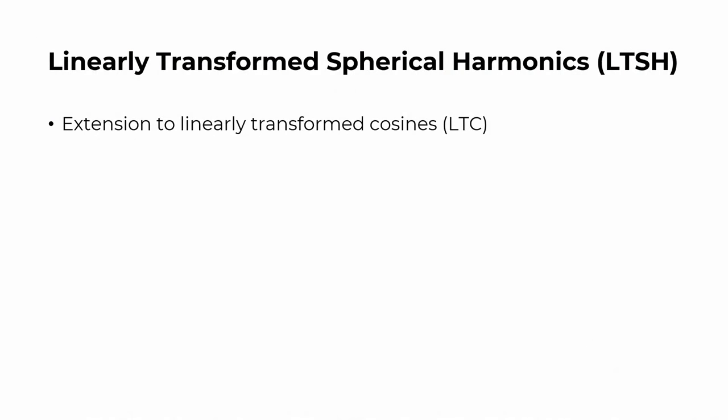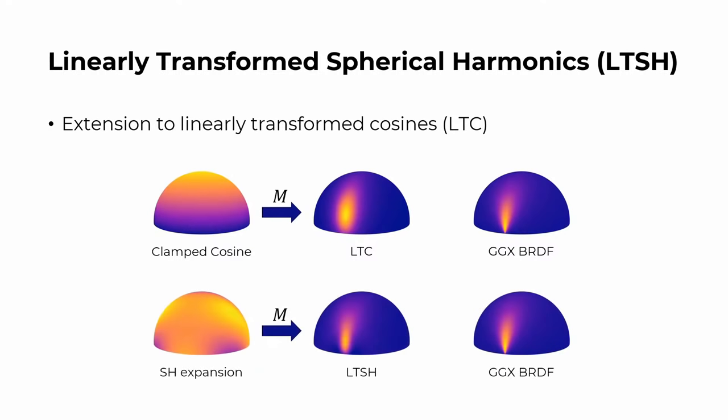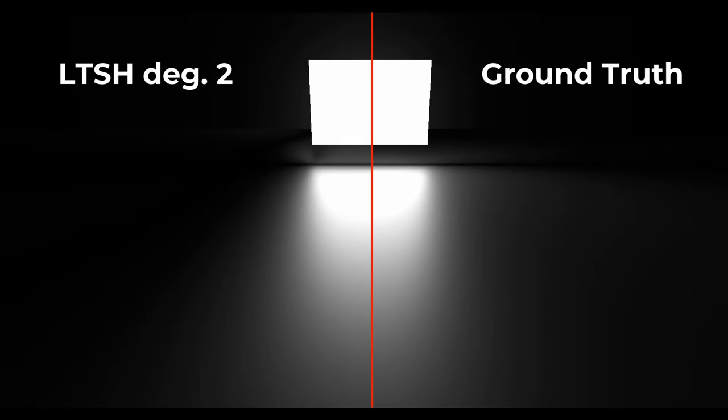Linearly transformed spherical harmonics are an extension to linearly transformed cosines. LTC approximates specular BRDFs in a way that enables efficient shading for Lambertian polygonal area lights by applying a linear transformation M to the clamped cosine function. We instead use more versatile spherical harmonic expansions to achieve better approximations, especially at grazing angle. The quality of our technique is adjustable through the degree of the spherical harmonic expansion.